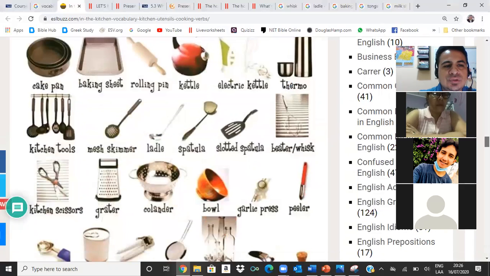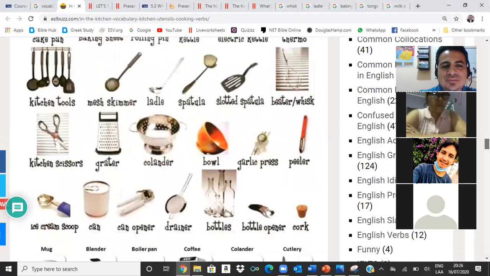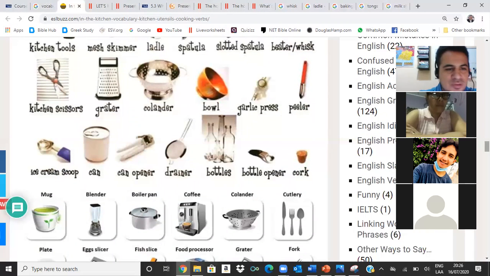Kitchen tools. For example, a mesh skimmer, a ladle, spatula, slot spatula, a beater, para batir, okay? Kitchen scissors. Tijeras for the kitchen? Very good. A grater. Para rallar, right? Colander. For example, you put the pastas there.